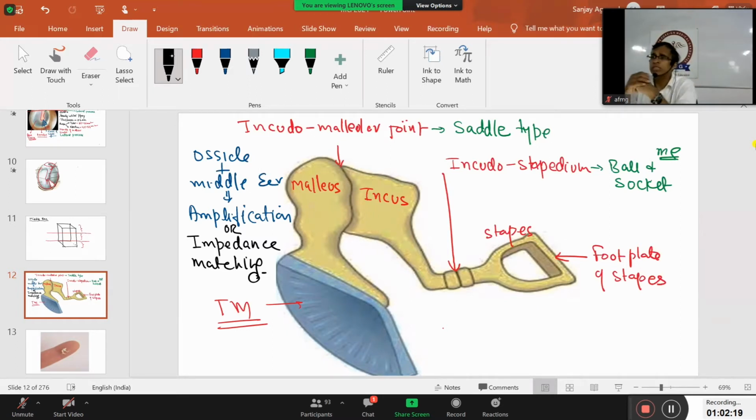This is the right word. Okay? Impedance matching. But you can say amplification too. Both are correct. One is more proper.